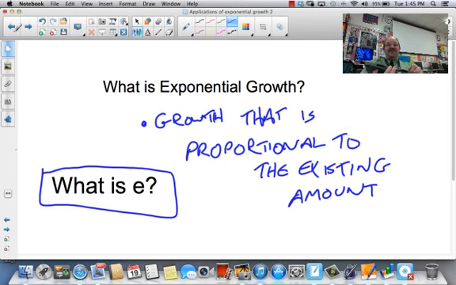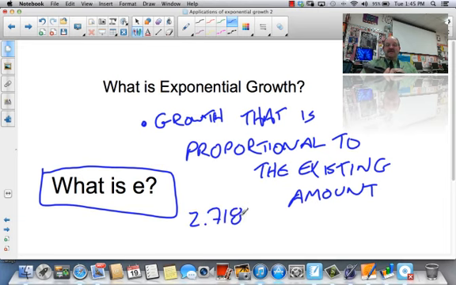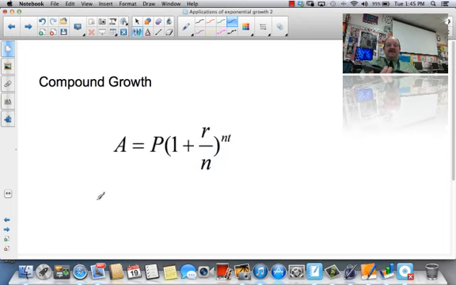So what is e? e is the constant that works with exponential growth. For right now, 2.718 28, and then it keeps going. It's an irrational number, and we'll talk about where that leads us. So we've seen compound growth, compound growth with money in a bank. So this is the amount that we have after a certain amount of time.